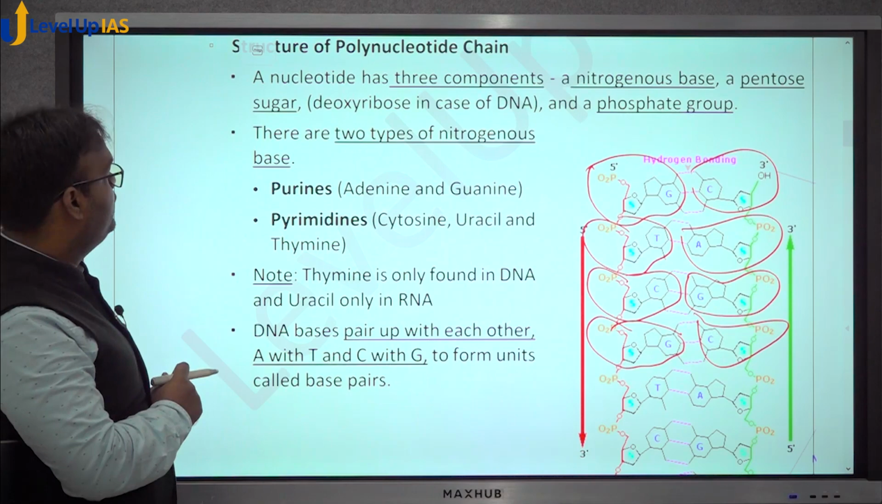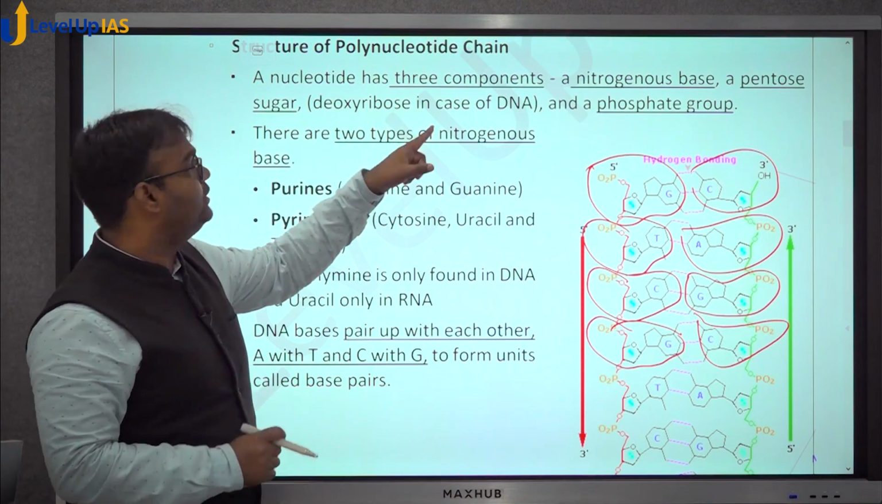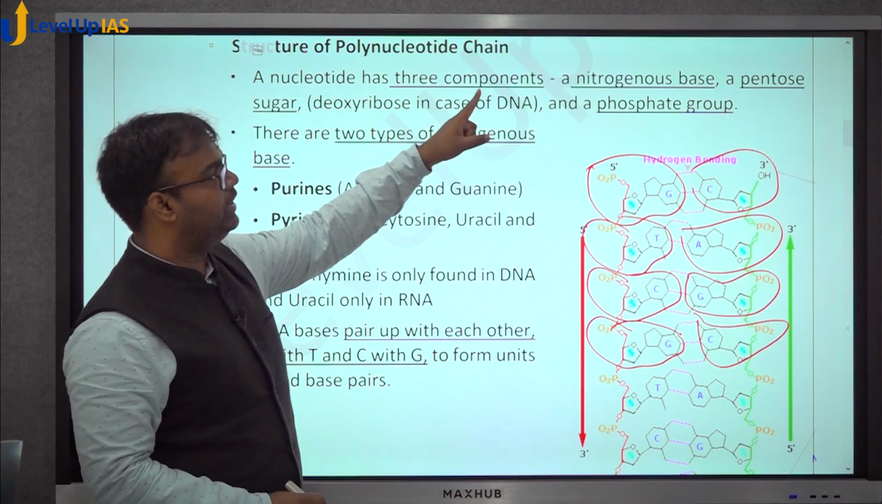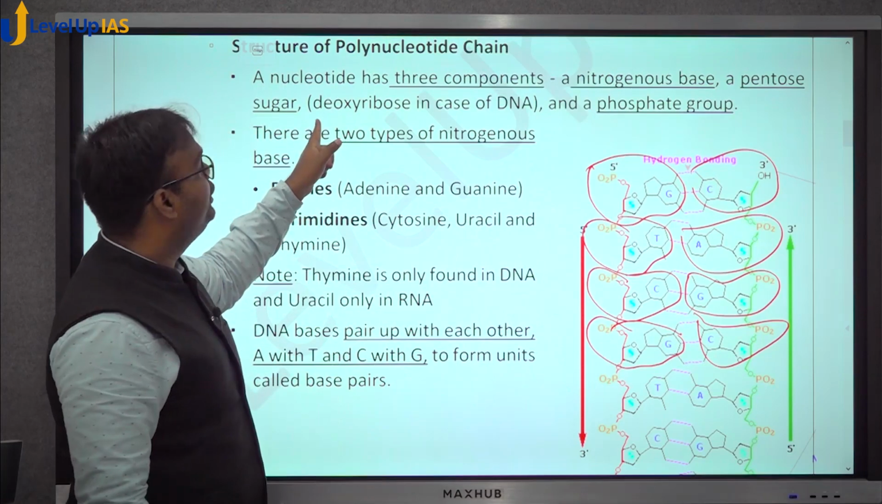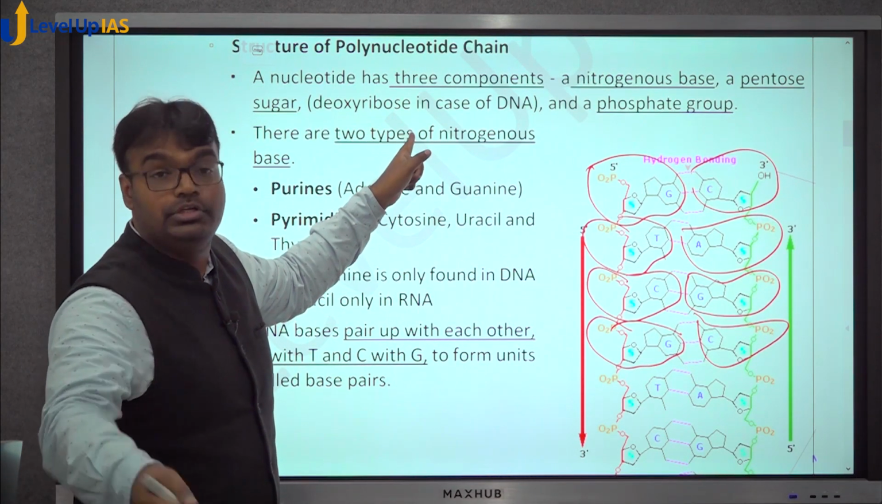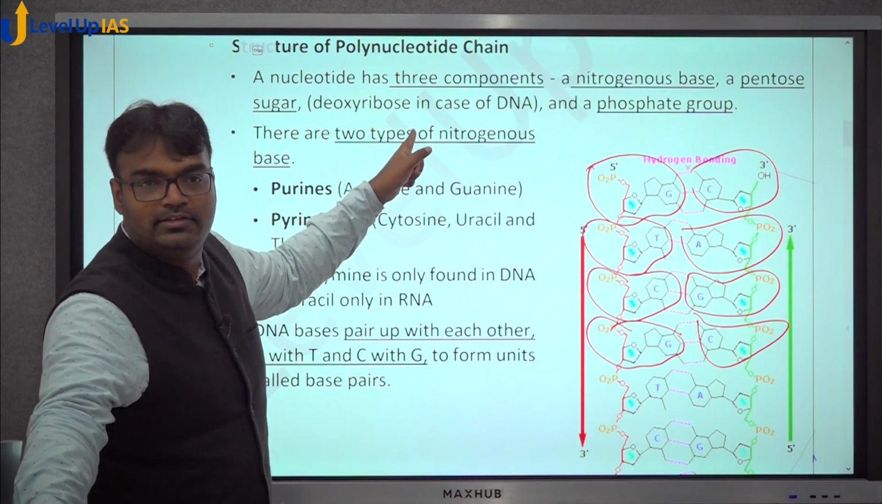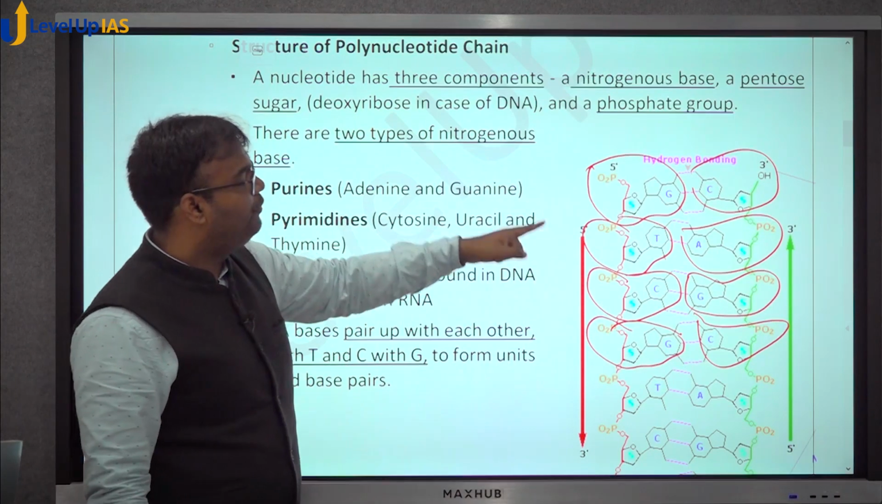Structure of polynucleotide chain. So nucleotide has three components: a nitrogen base, a pentose sugar, which in this case is deoxyribose, and therefore DNA is called deoxyribonucleic acid, because the sugar is deoxyribose, and a phosphate group.